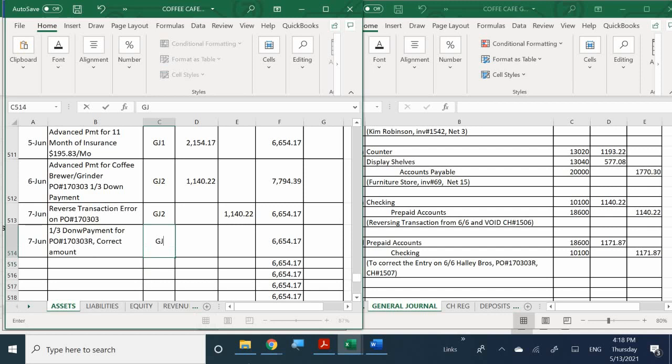Journal number 2. And this time we are debiting our account for the 1171.87, which means our account balance is now corrected, for the $7,826.04.